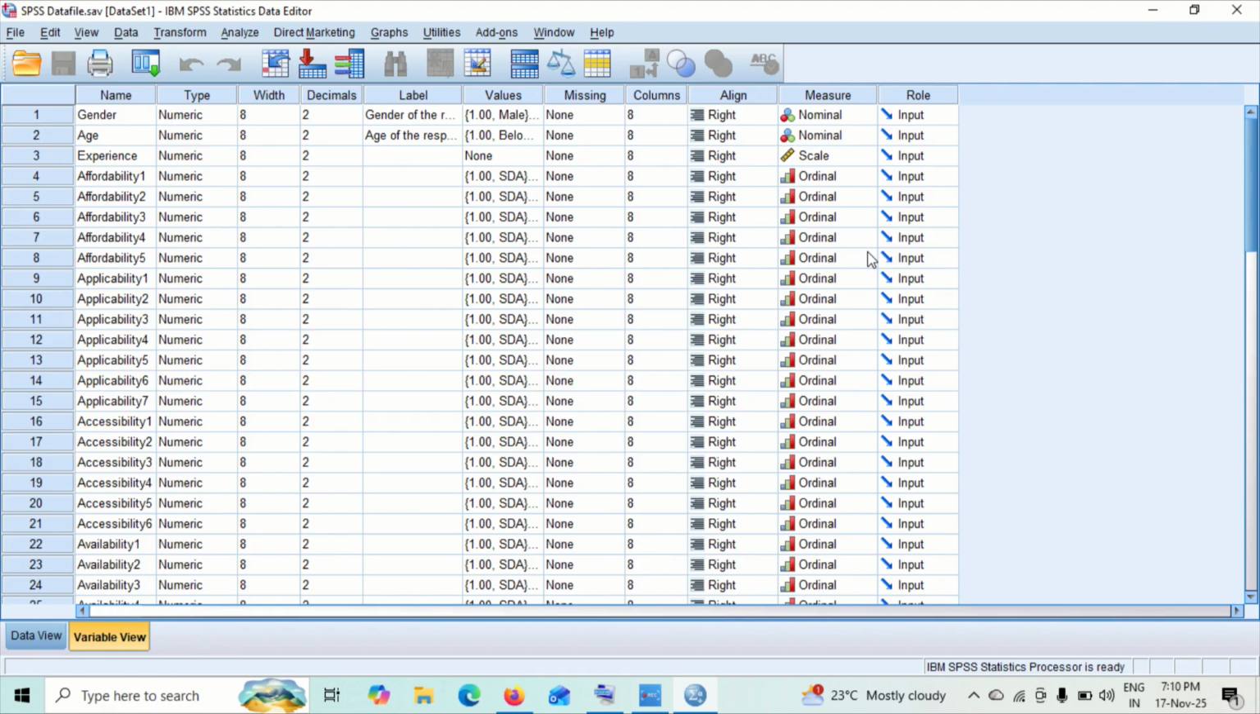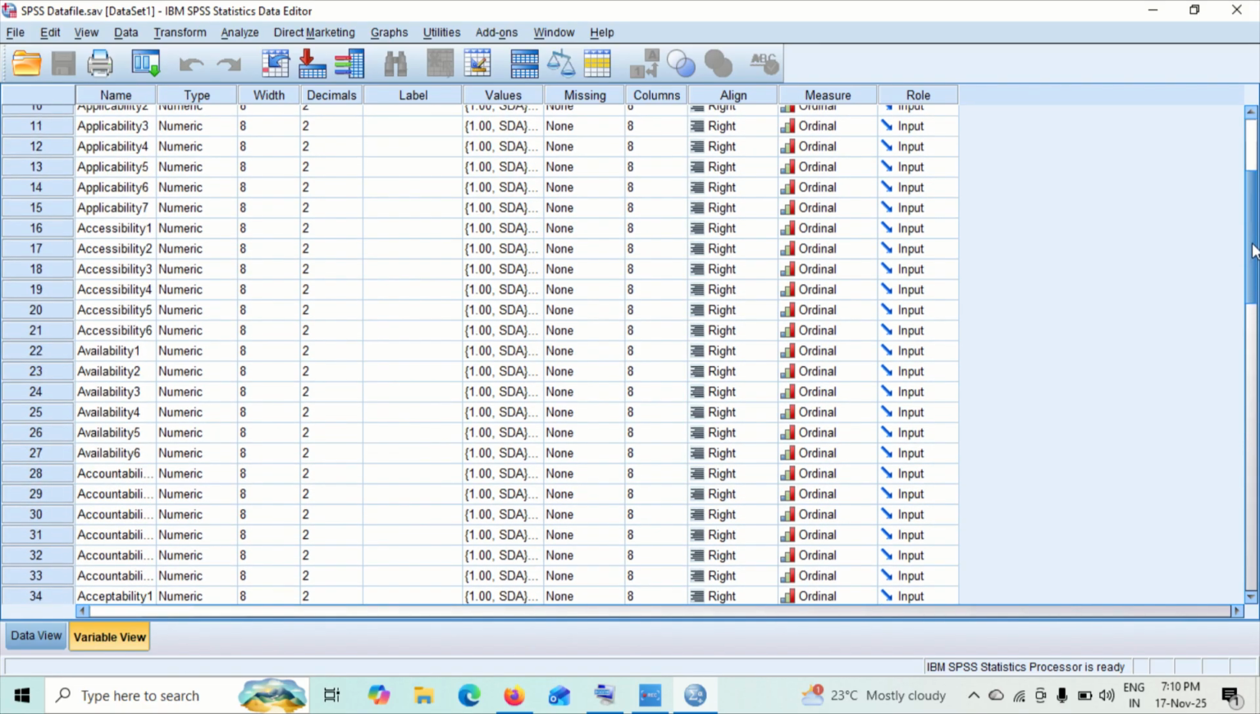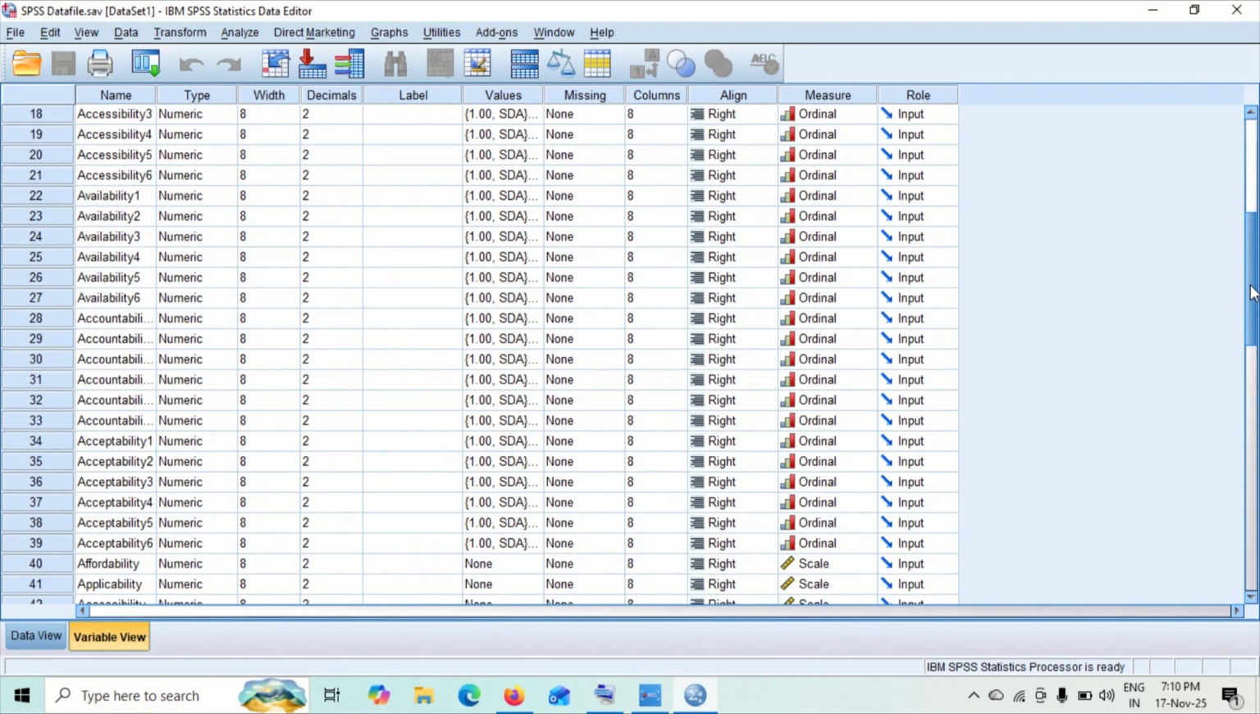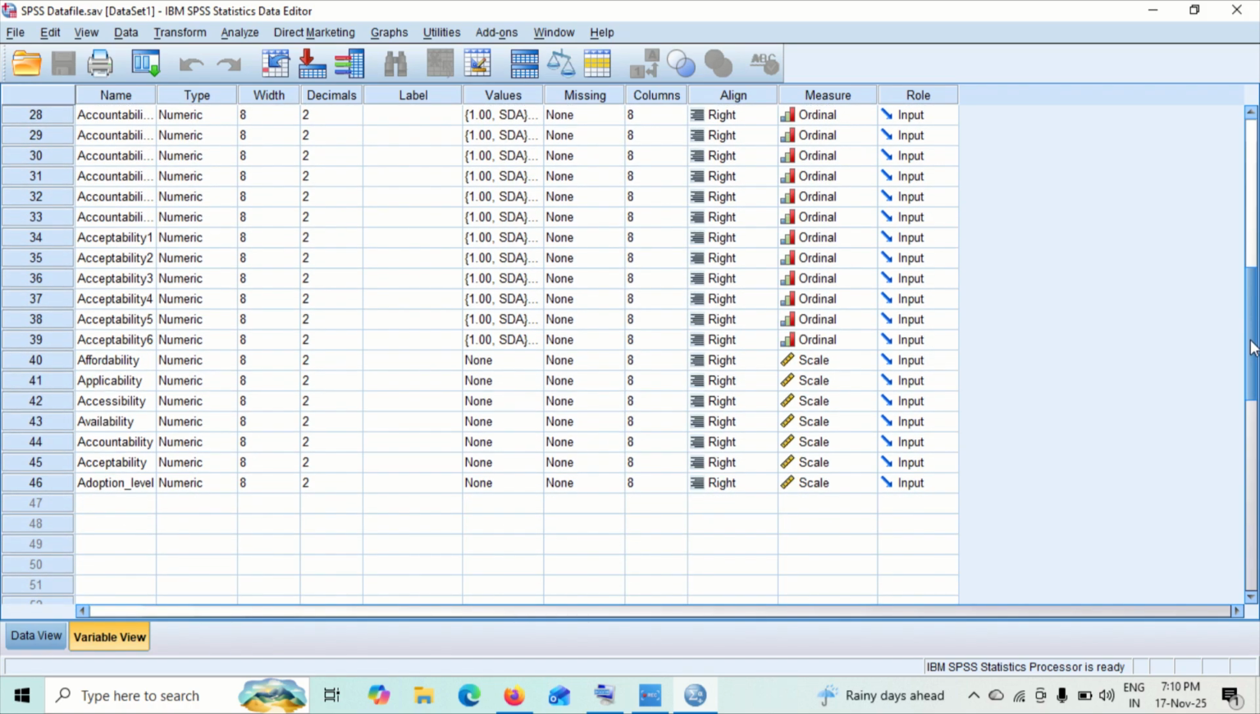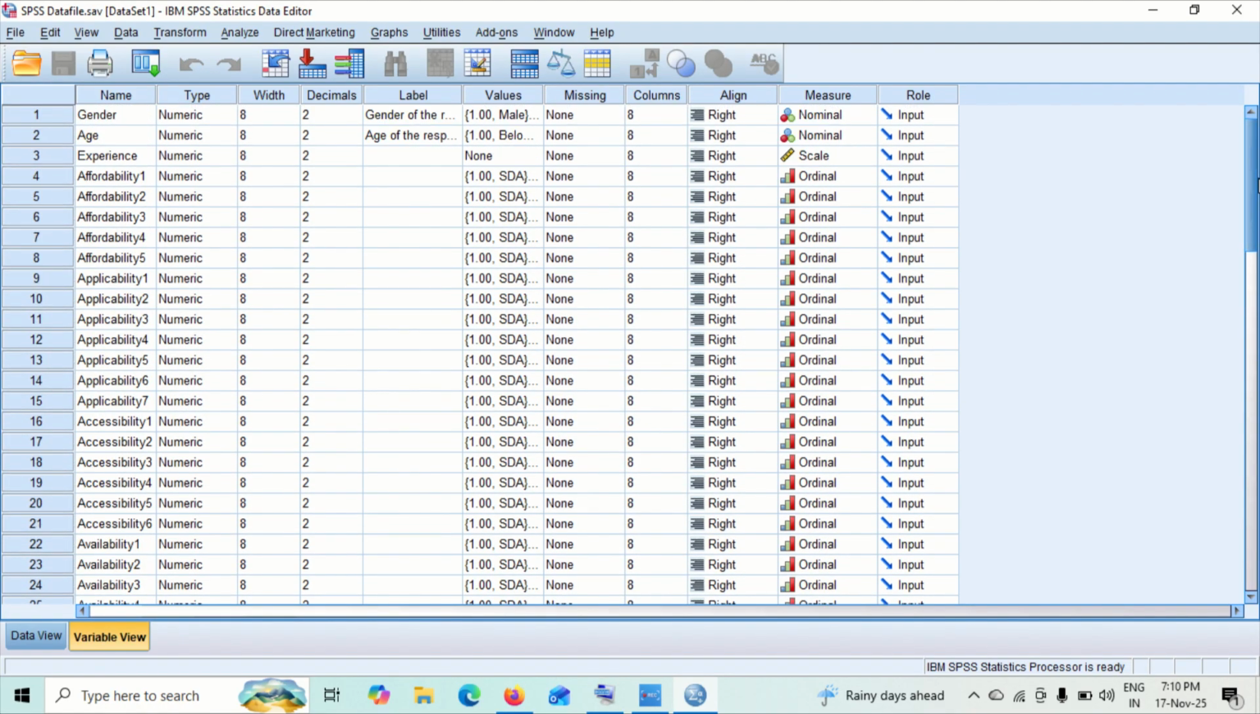Today's video is about how to test the normality assumption of the data. The normality assumption of the data is tested for the Likert scale variables. Here the Likert scale variables are affordability, applicability, accessibility, availability, accountability and acceptability. These are all the sub-dimensions of the main variable adoption level. Therefore, here we want to check the normality assumption of adoption level. Let us move to the steps.